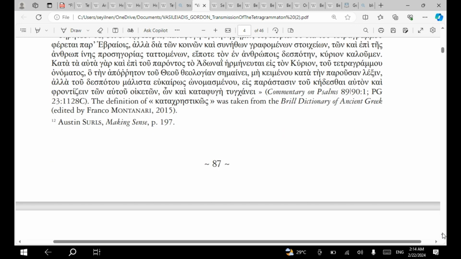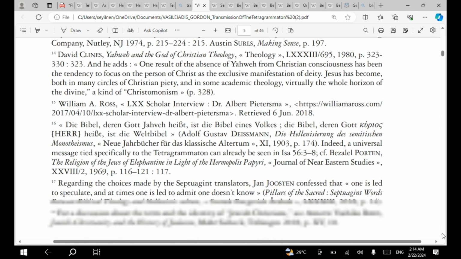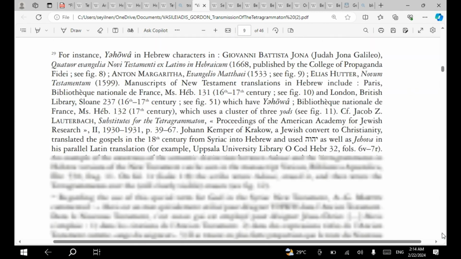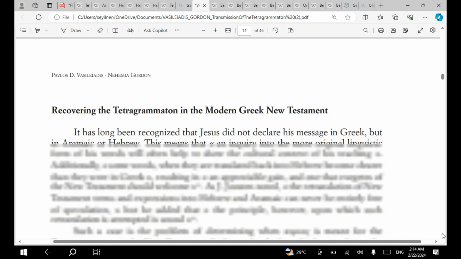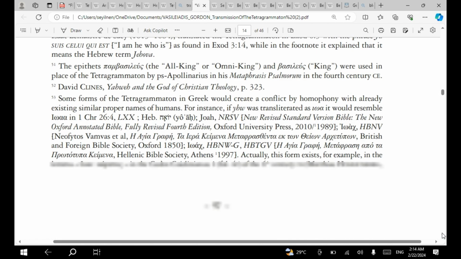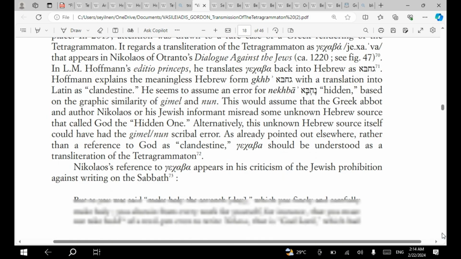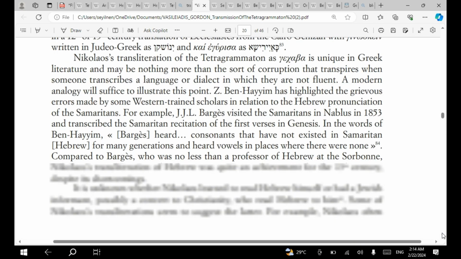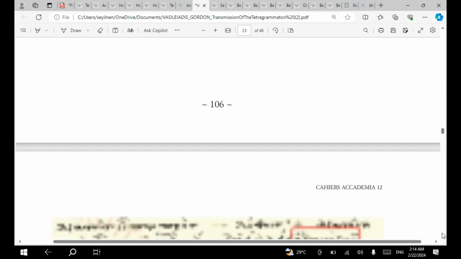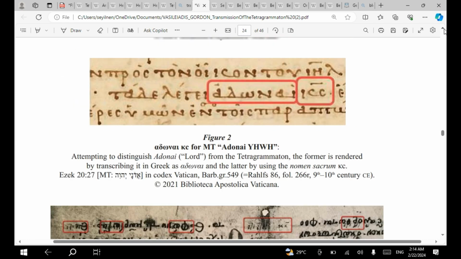I have the manuscripts with me. I have the copies with me that show NINI in the old Greek Septuagint written by our ancestors, which are called the 72, each 6 from each tribe. I want to prove to you what I'm saying.